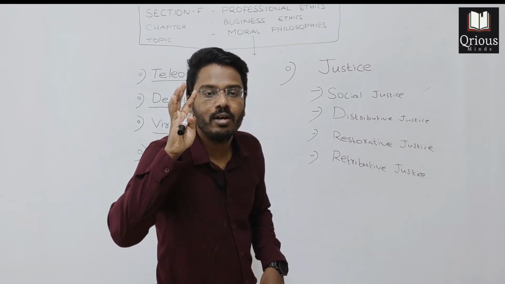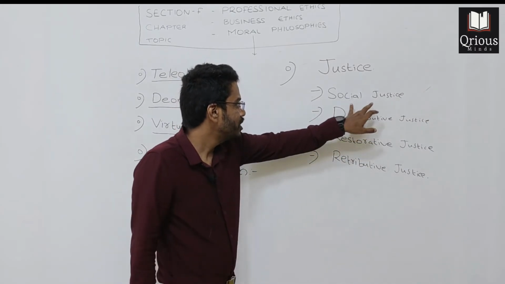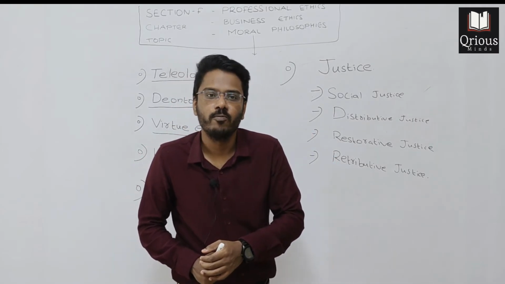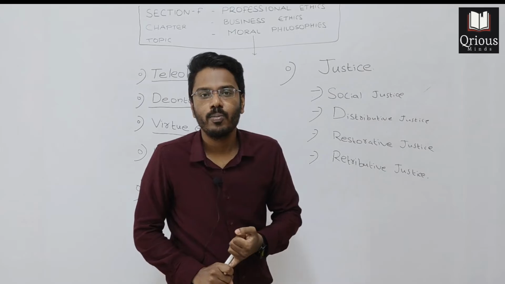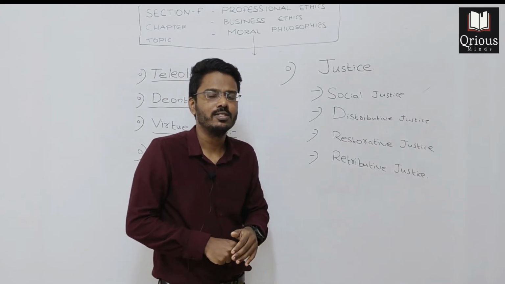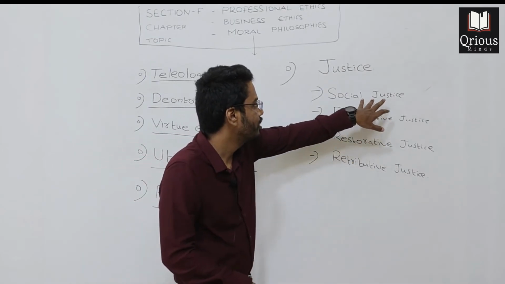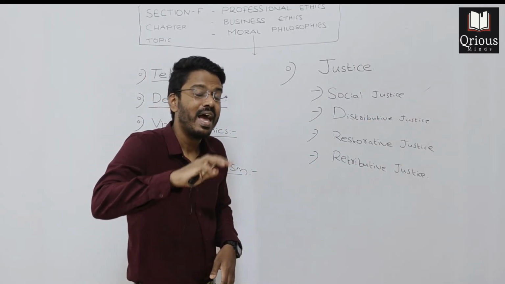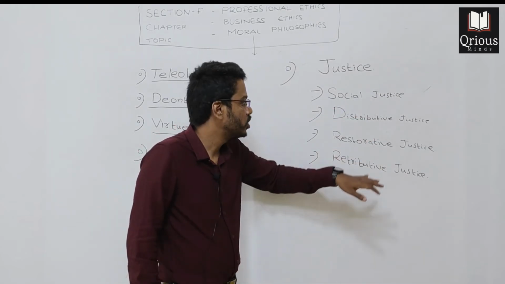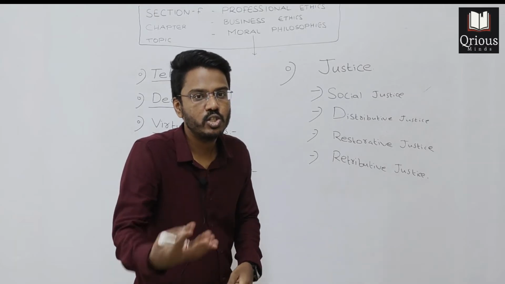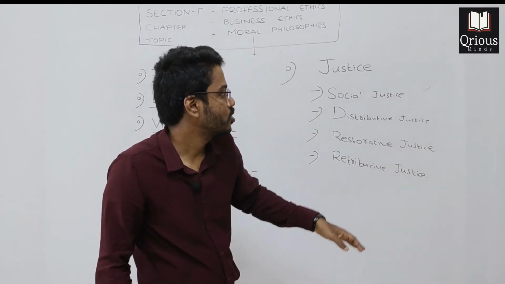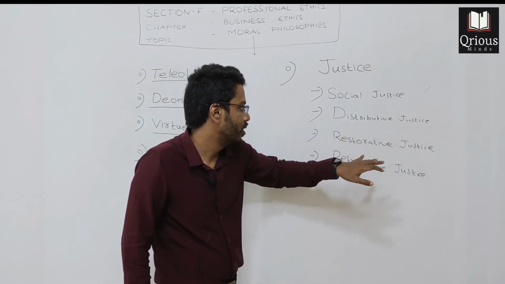Now let's examine what each of them means. Social justice simply means ensuring equal opportunities to everyone: equal educational opportunities, equal employment opportunities, equal political opportunities. Ensuring equality in everything is what social justice means. And any action which brings equality is ethical as per social justice. The second is distributive justice. The assets should be allocated equally within the society, and that's what distributive justice means.